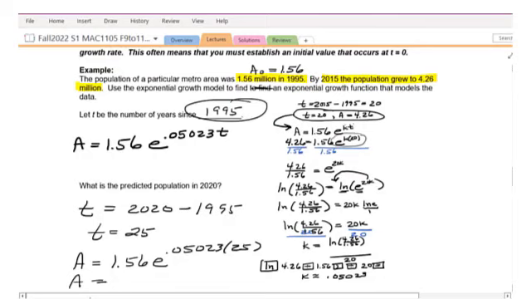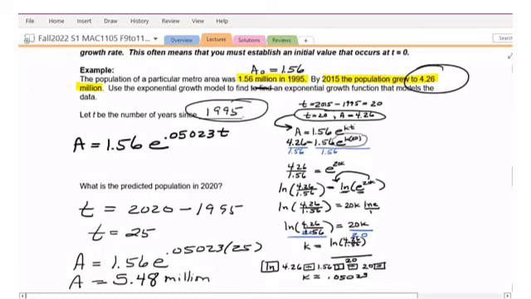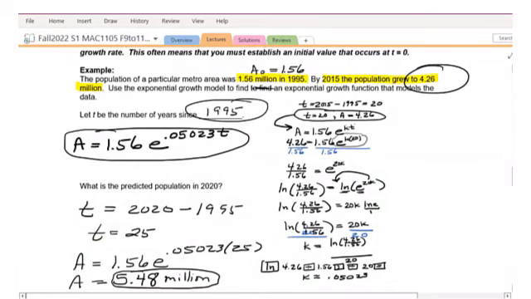By the way, would you expect to get a number larger or smaller than 4.26? Larger, because the population's growing, right? 5 more years have passed. What did you get? Let's go to 2 decimal places. 5.4767, which rounds off to 5.48. So the units are millions. So the population would be 5.48 million. Okay, any questions about any part of that problem?